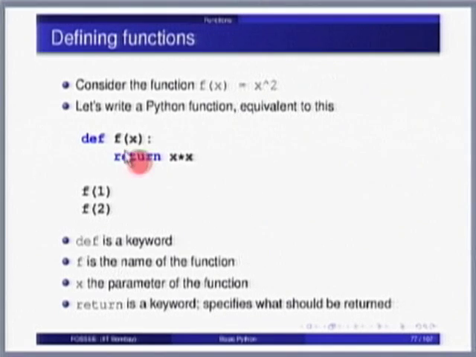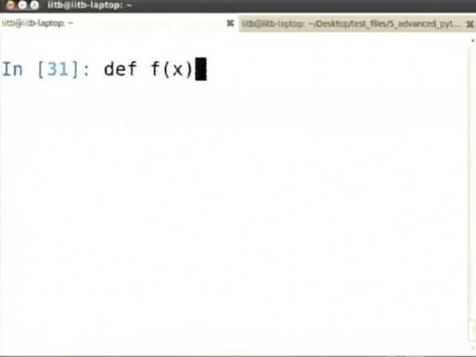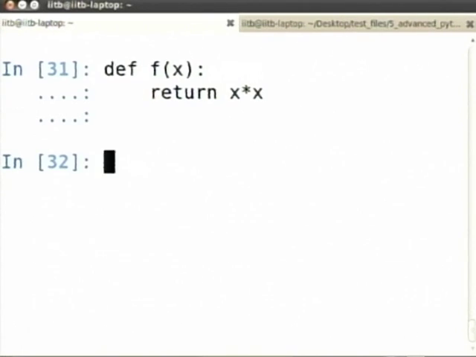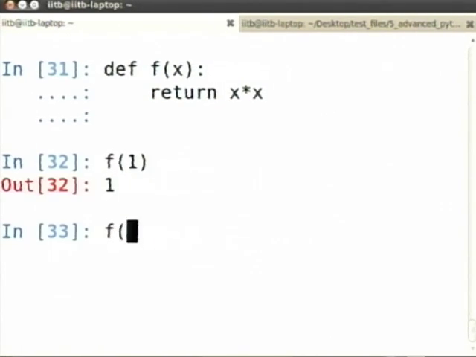So, anything indented to the right after this colon is in the scope of this function. And now you say return, which is again a keyword, which returns the square of the number, x star x. Now you can call this function by saying f of 1 or f of 2, and so on. So let us define this. Okay, as simple as that.